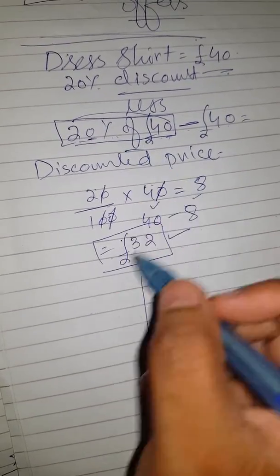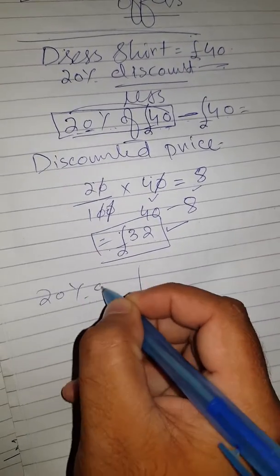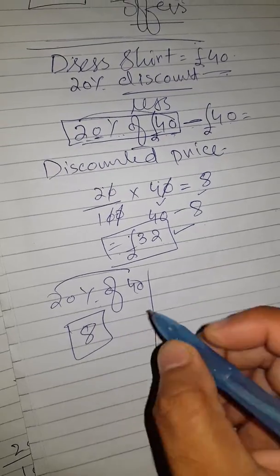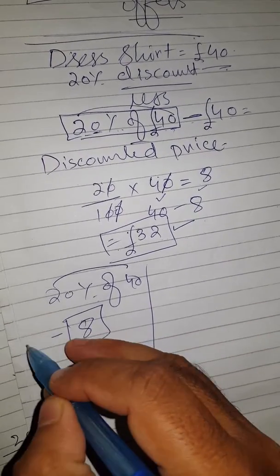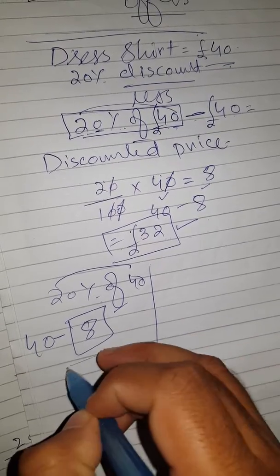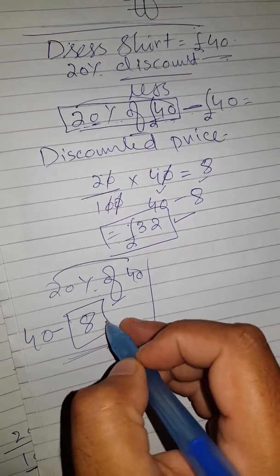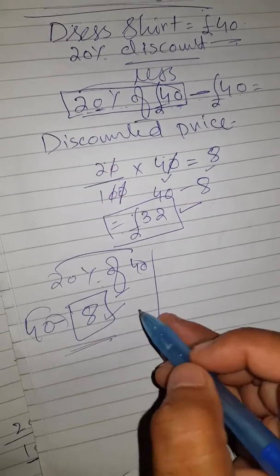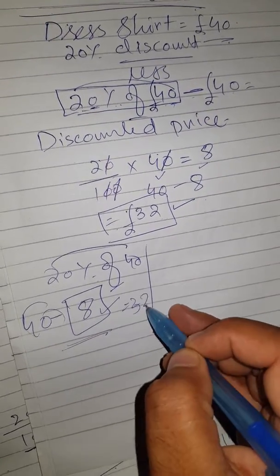Now when we say 20% of 40, we simply multiply 2 times 4. 8 is the value that you have to minus from 40. Remember that. Do not say that 8 is your answer. 8 is not your answer. 8 is a part of your answer. You have to use this value to find the final answer. 40 minus 8, 32 is the discounted price.